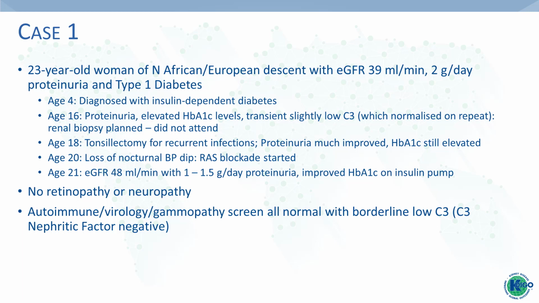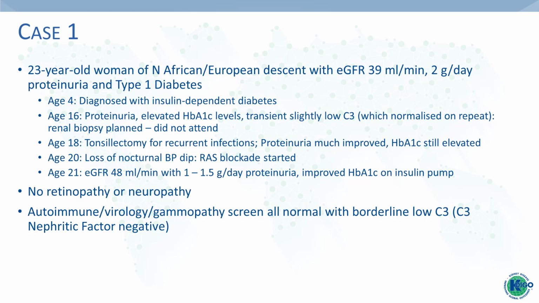At the age of 18, she underwent a tonsillectomy for recurrent infections. And around this time, her proteinuria was much improved. Her HbA1c was still elevated. By age 20, she'd been initiated on renin-angiotensin system blockade for a loss of nocturnal blood pressure dip. And at the age of 21, her eGFR had been 48 mils per minute with 1 to 1.5 grams per day proteinuria. Her HbA1c had improved on an insulin pump. So now at the age of 23, she's got an eGFR of 39, around 2 grams per day proteinuria.